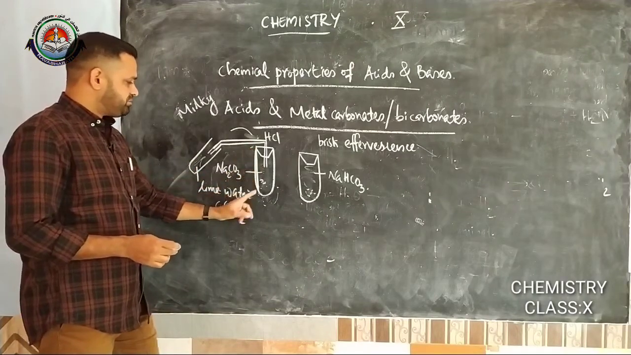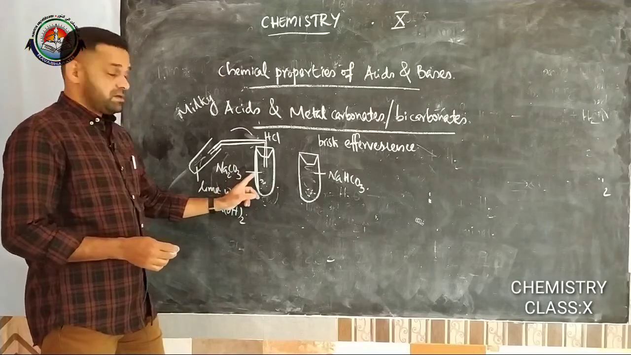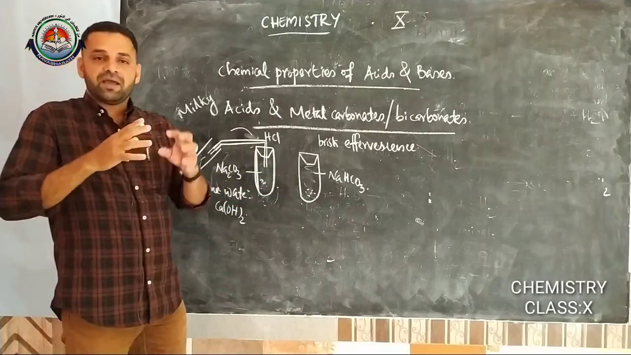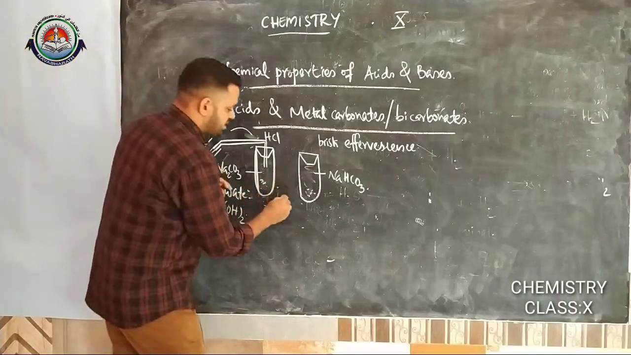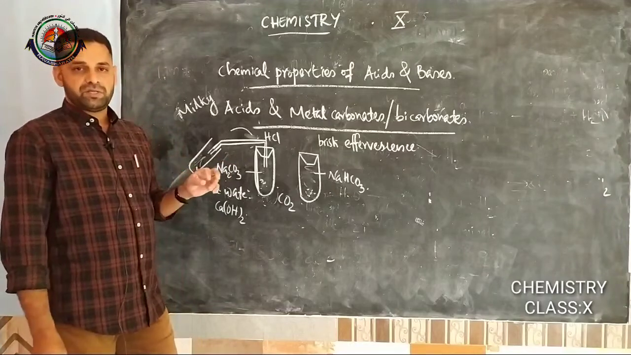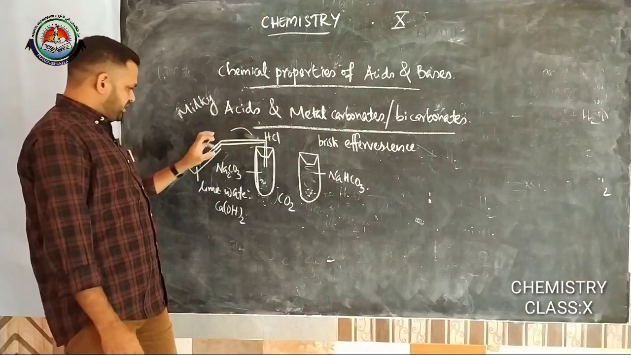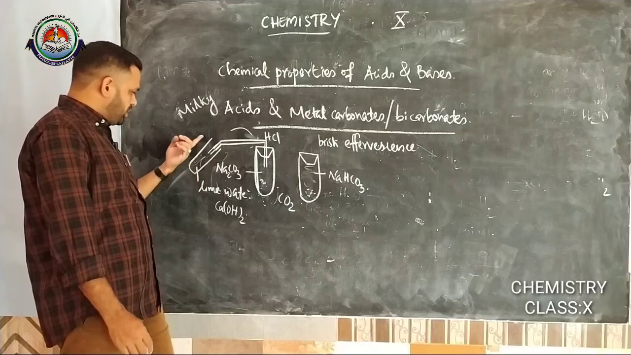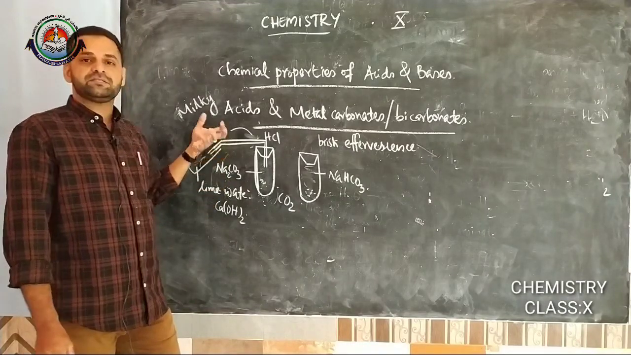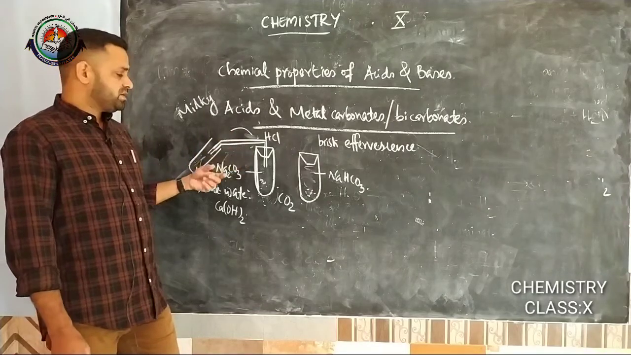When acid reacts with a metal carbonate or metal bicarbonate, a gas is evolved, and that gas is carbon dioxide. When we allow that carbon dioxide gas to pass into another test tube containing lime water, the lime water turns milky.